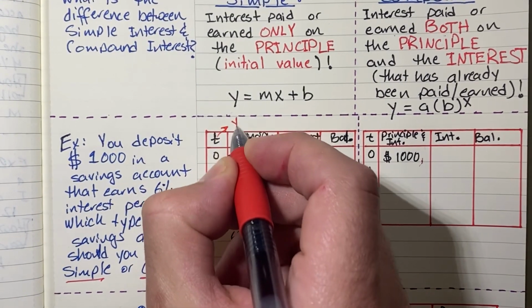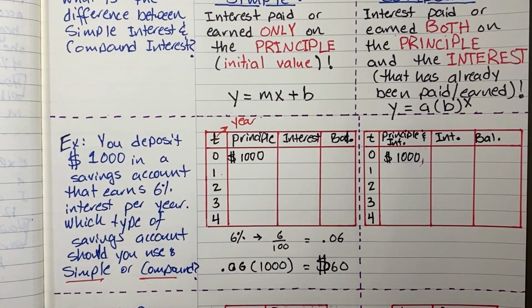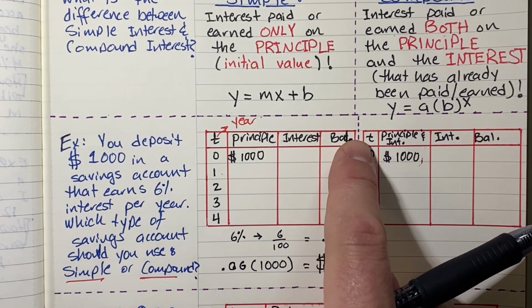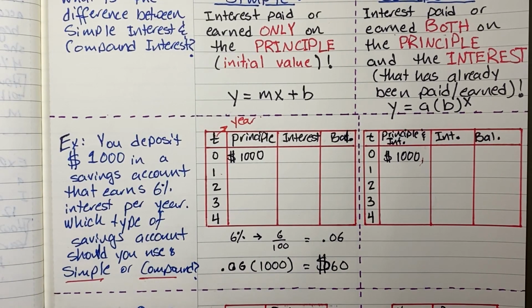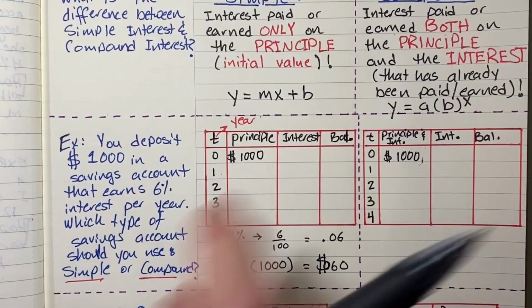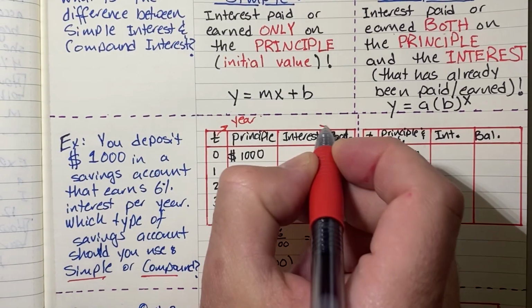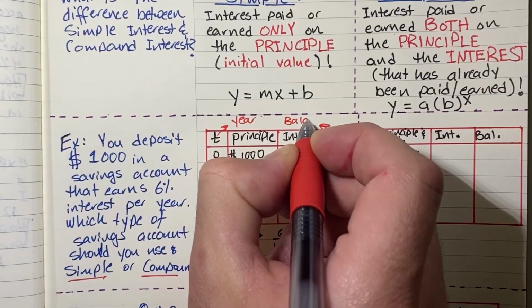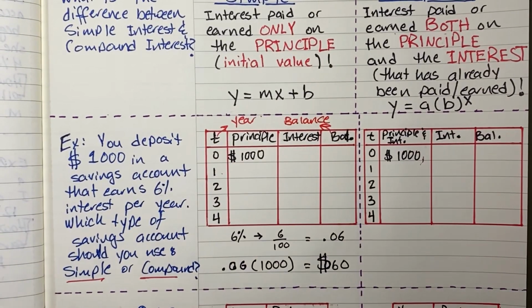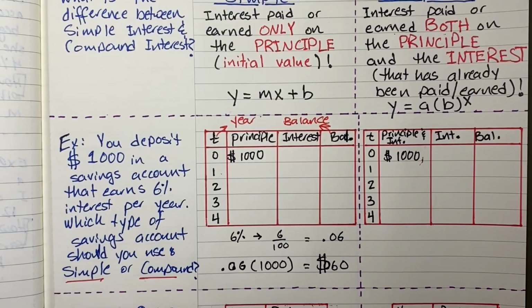T represents the year. Okay, the principal, this is how much money we have in our bank account initially. So the initial amount of money that we're going to have and multiply the interest by. The interest, obviously, is how much money we add on to the principal each year. And this BAL is just going to represent the balance, but I ran out of room. So just so you know, this is balance. Okay, so let's start with the first question.